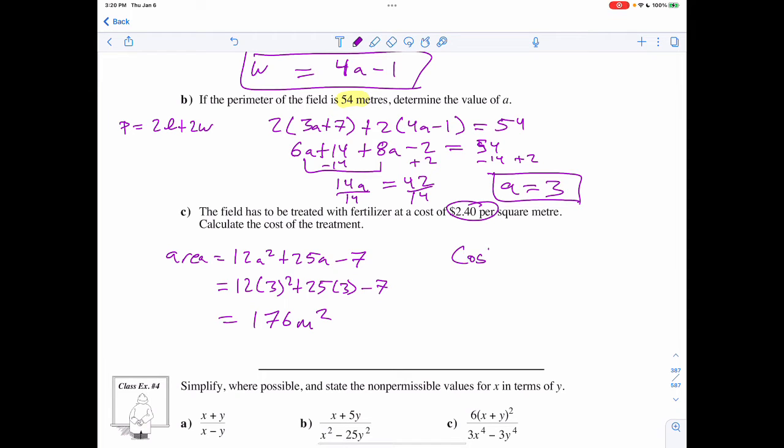The cost of doing this is going to be $2.40 per square meter multiplied by my 176 meters squared, which is going to give me $422.40.